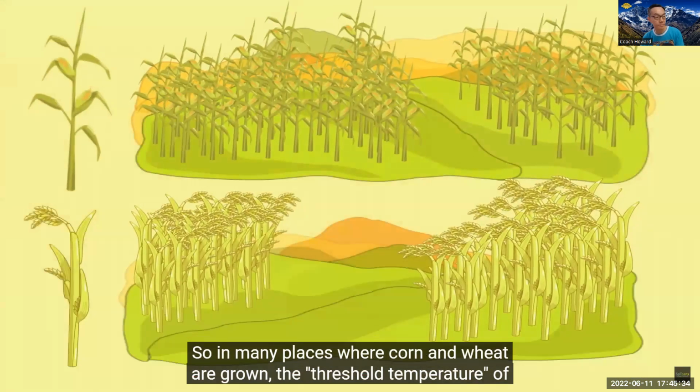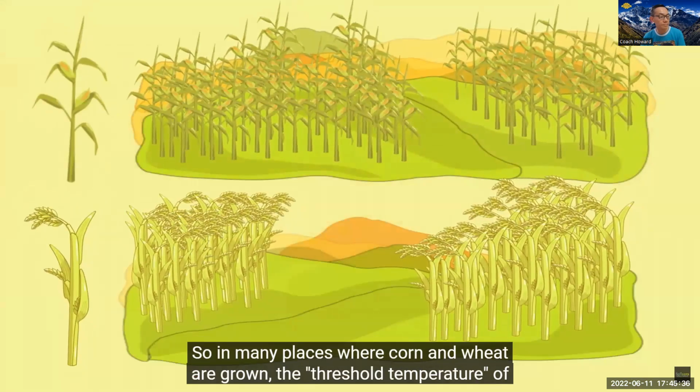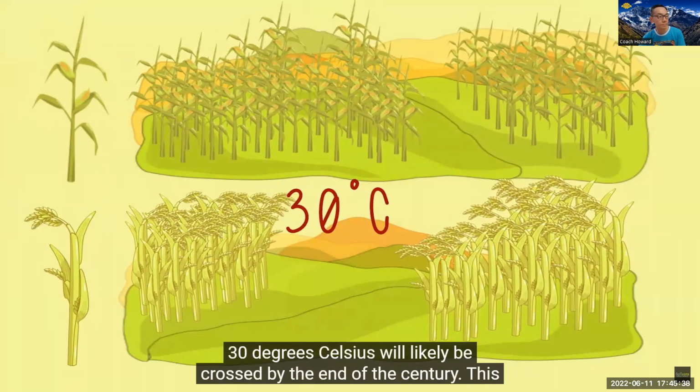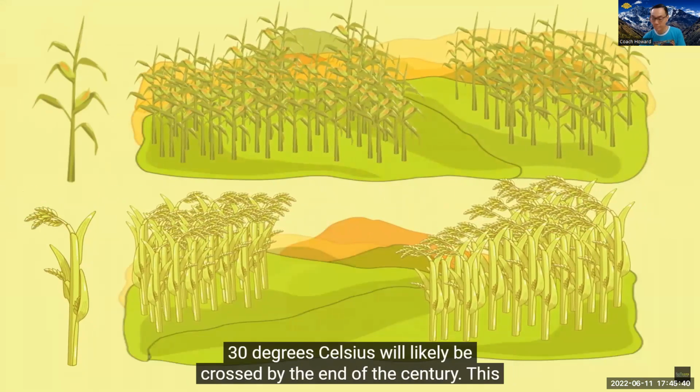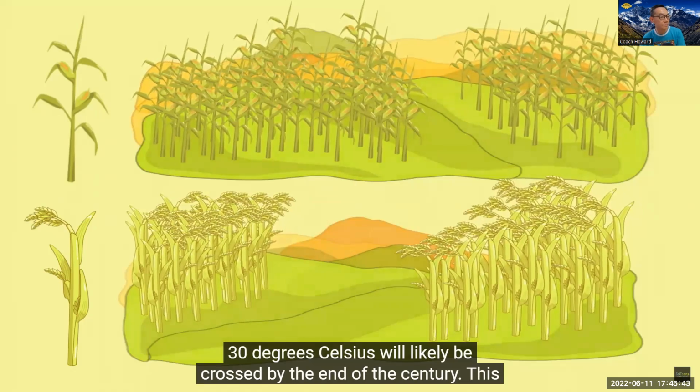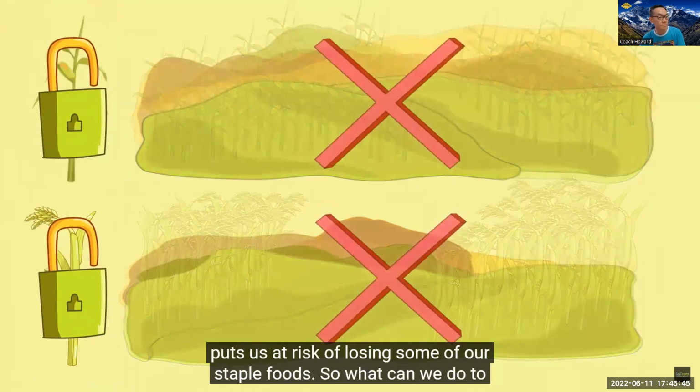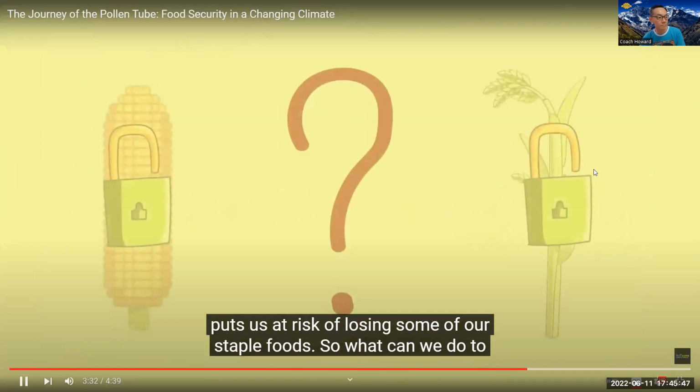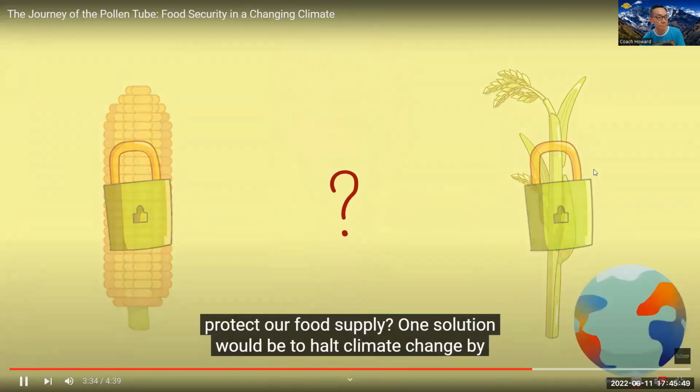So, in many places where corn and wheat are grown, the threshold temperature of 30 degrees Celsius will likely be crossed by the end of the century. This puts us at risk of losing some of our staple foods. So, what can we do to protect our food supply?